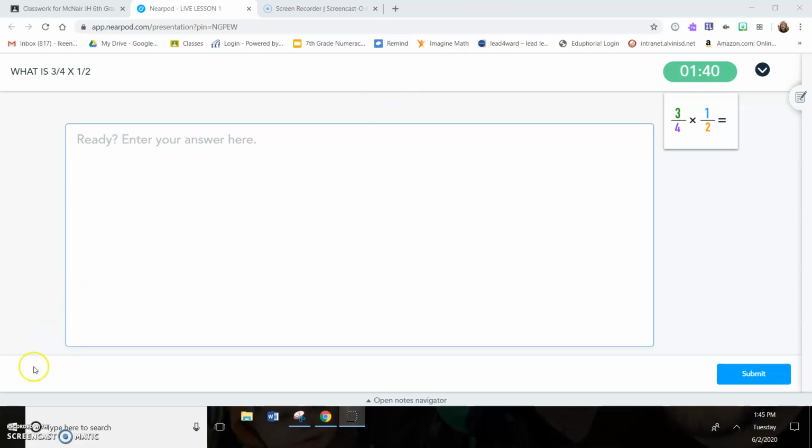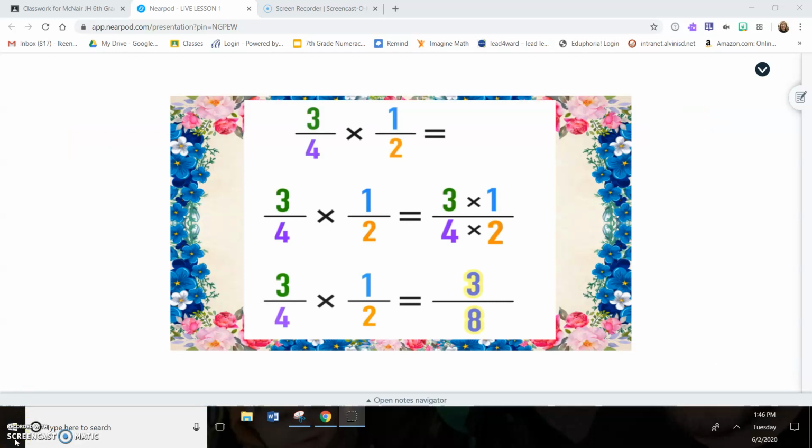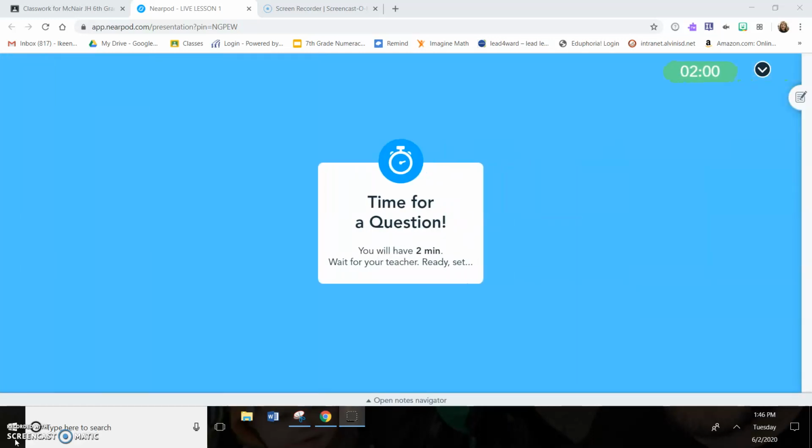Go ahead and pause. Okay, once you pause, you should see it written like this, 3/4 times 1/2. And again, sometimes you just see a little dot in place of the multiplication sign in 6th grade. They both mean the same thing. 3/4 times 1/2 is equal to 3 times 1 over 4 times 2. And if I multiply my numerators first, 3 times 1 is 3, and 4 times 2 is 8. So my answer should be 3/8. All right, we're going to look at another question.